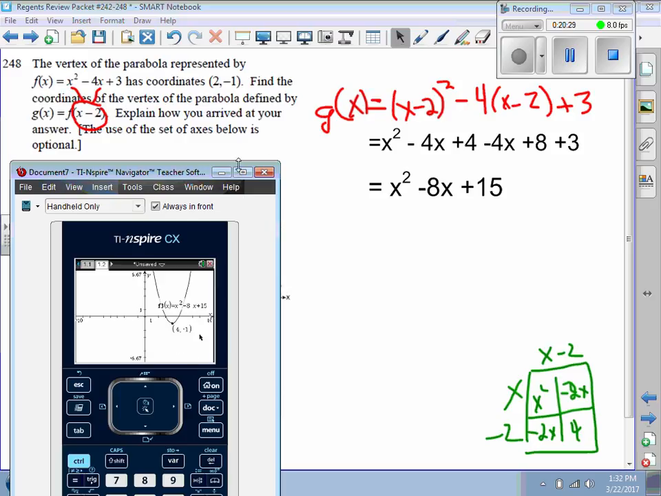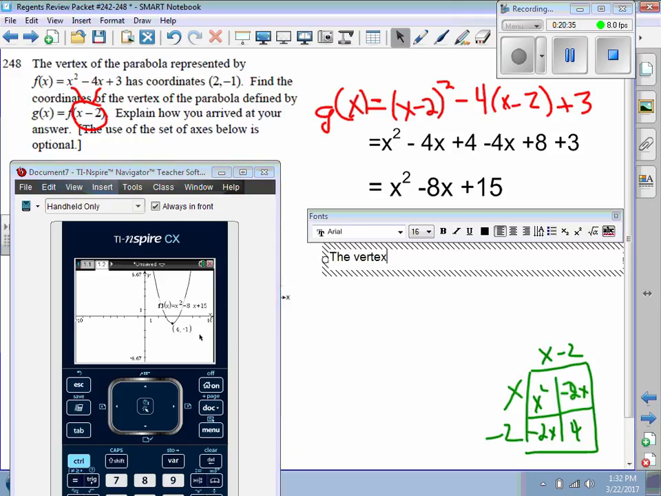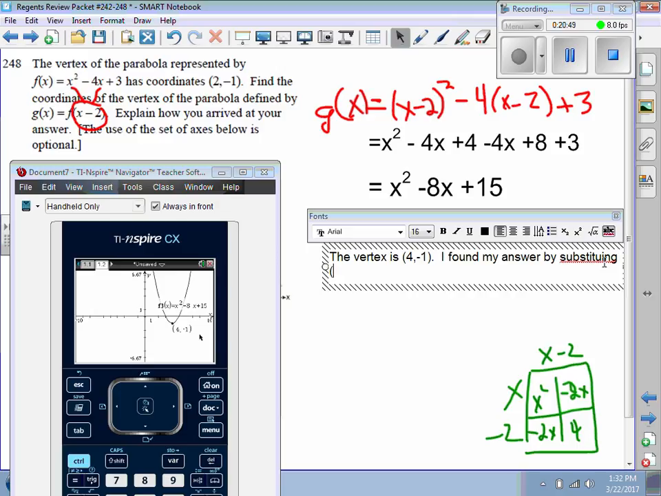Explain how you arrived at your answer. You have to write something. So over here I'm going to say the vertex is (4, -1). I found my answer by substituting x minus 2 into f of x.